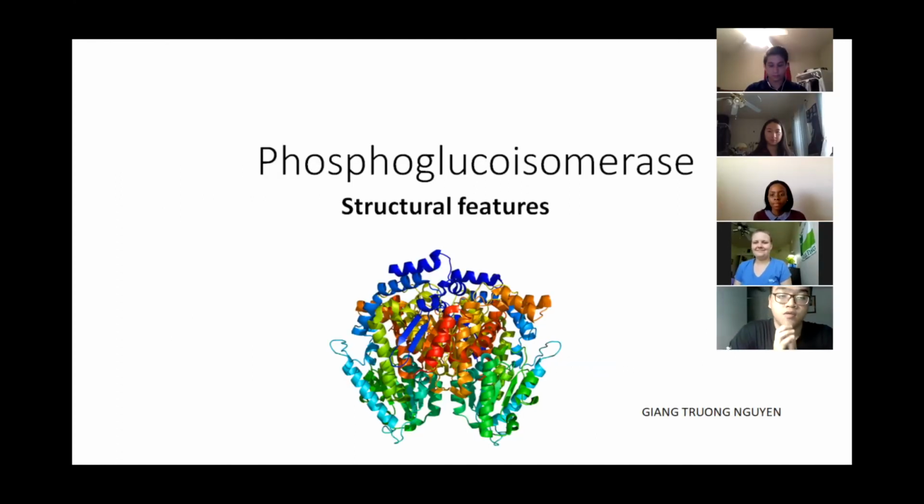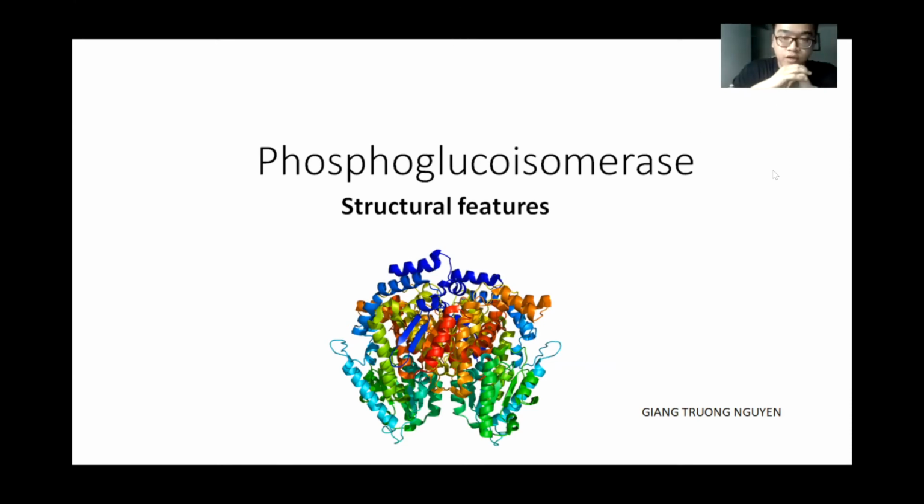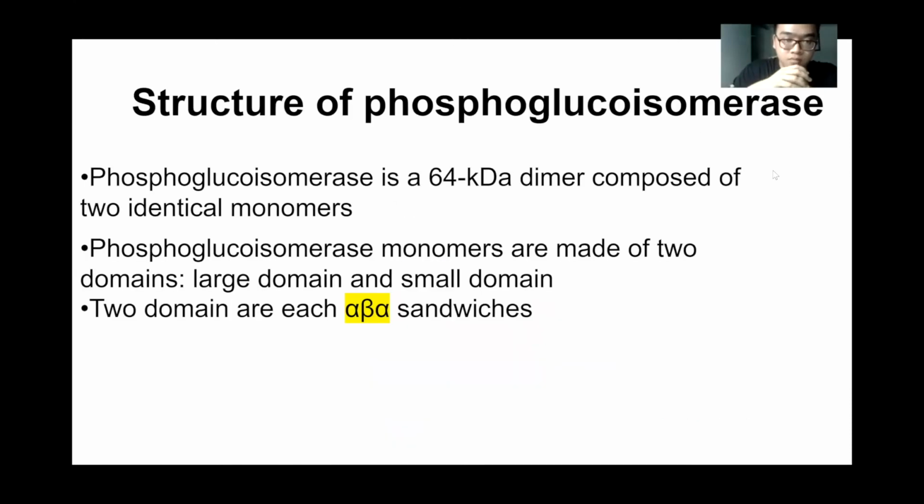On this part, I want to talk to you about phosphoglucoisomerase and its structural features. Phosphoglucoisomerase is a 64 kilodalton dimer composed of two identical monomers. And the phosphoglucoisomerase monomer is made of two domains, the large and the small domains. And the two domains are each alpha, beta, alpha sandwich.